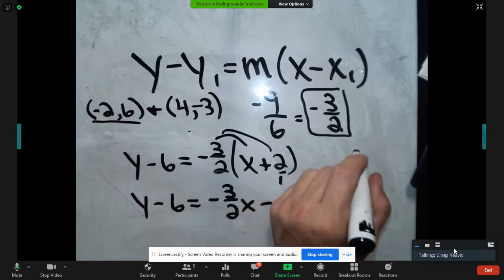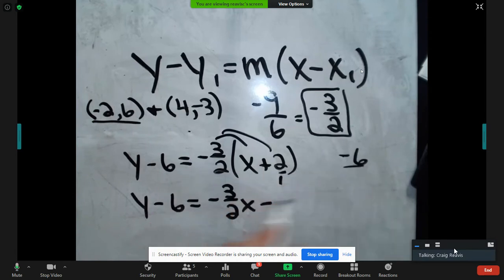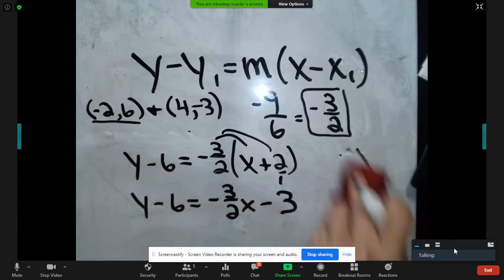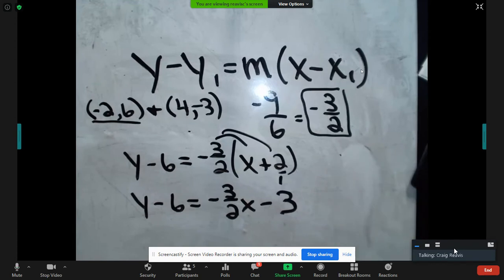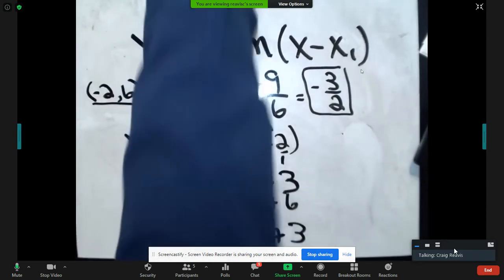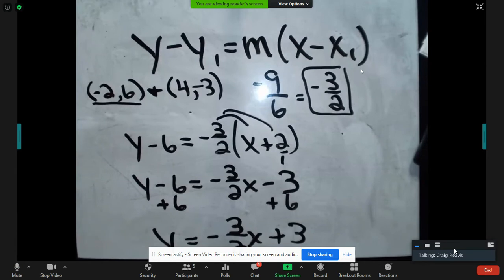I'm going to do it off to the side here. -3 times 2 is -6. 2 times 1 is 2. -6 over 2 simplifies to -3. All right. Now we just simply add 6, and we get y equals negative 3 halves x plus 3. If you have trouble adding and subtracting with positives and negatives, then use your calculator. So there's the equation of that line that we saw.